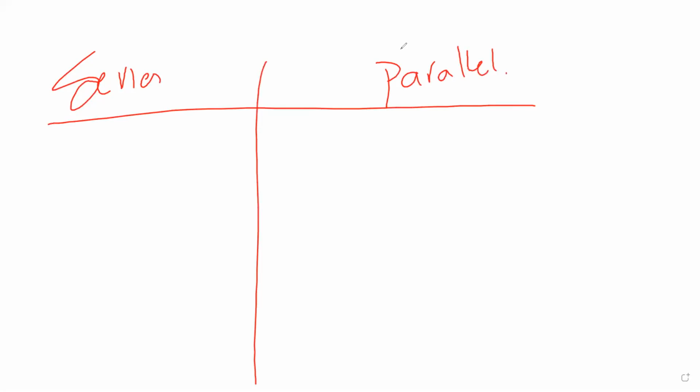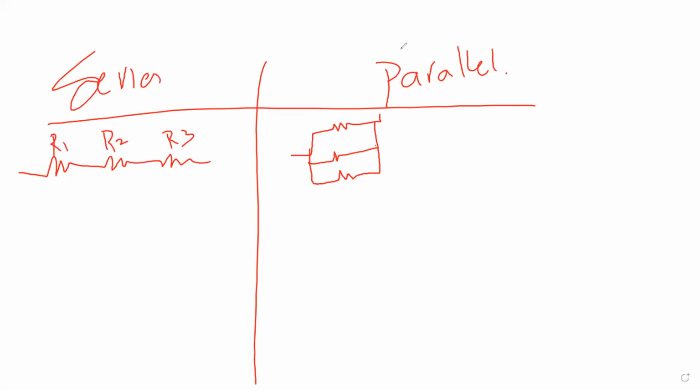So if we have series and if we have parallel, in the series here, the resistances are connected in sequence. This is R1, this is R2, and this is R3. In parallel, they are connected in rows: R1, R2, and R3.